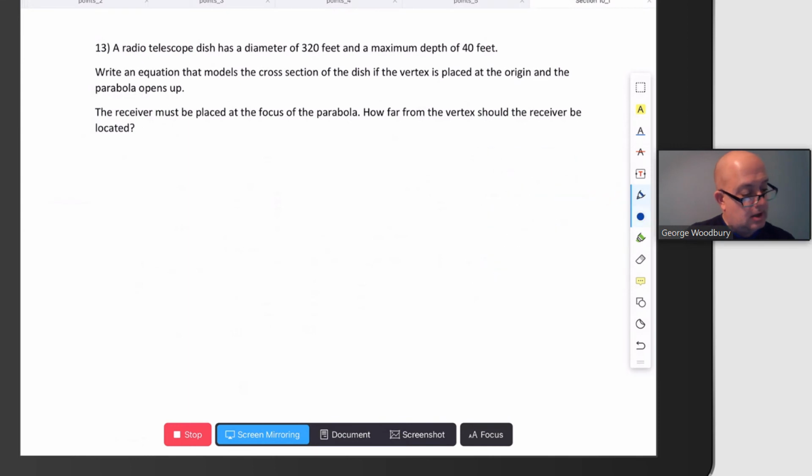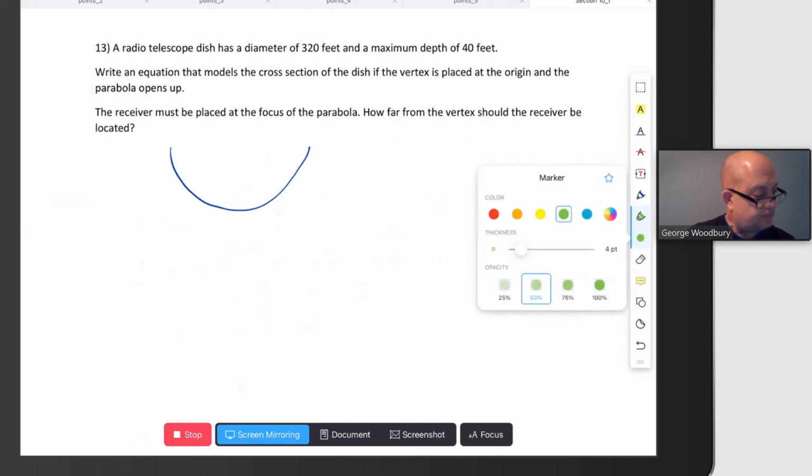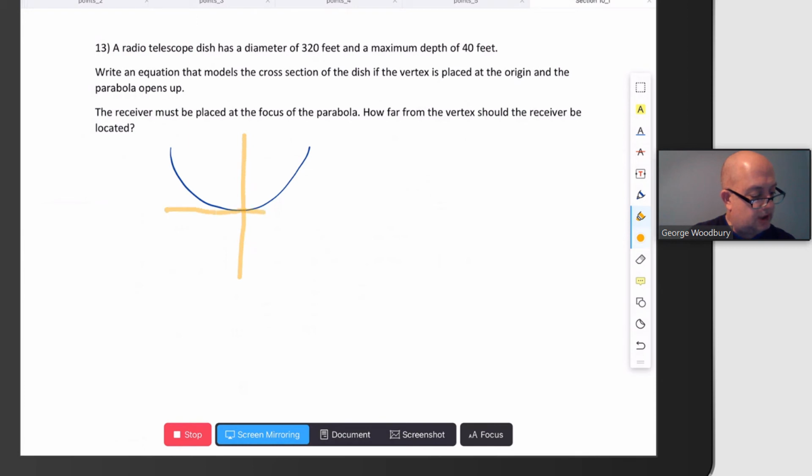So I've got a parabola that looks like this, and the X and Y axes would be here. So my vertex is at 0, 0. I know that this opens upward.